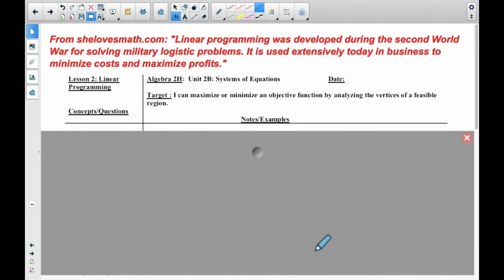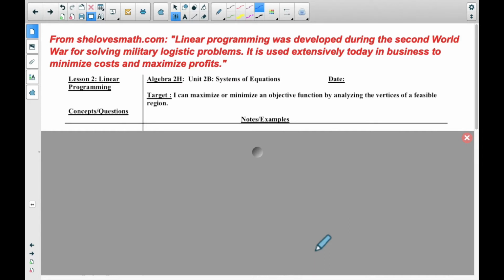From that quote you can see it was developed during the Second World War for solving military logistic problems. It is used extensively today in business to minimize costs and maximize profits. One reason I really like this is people are always asking me, when do I ever need this? When will I ever need math in my life? This is an example of when you need this.